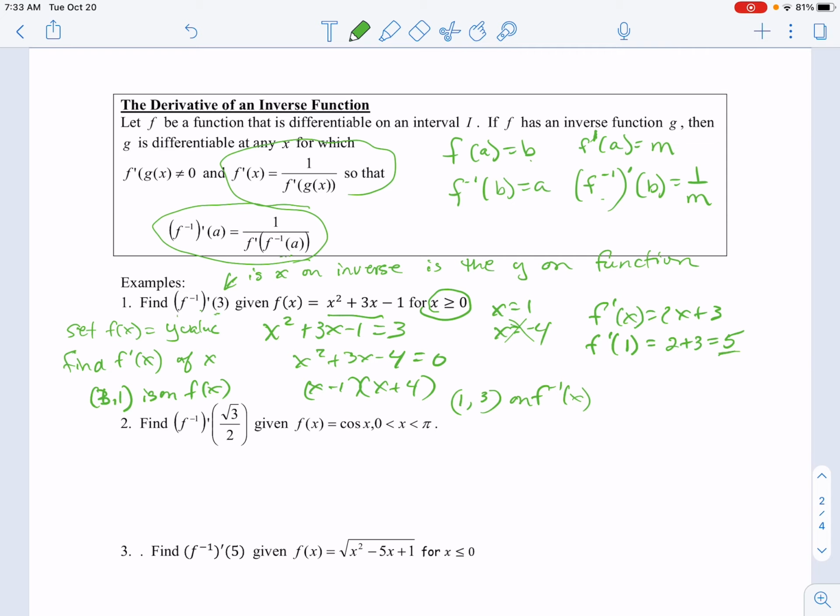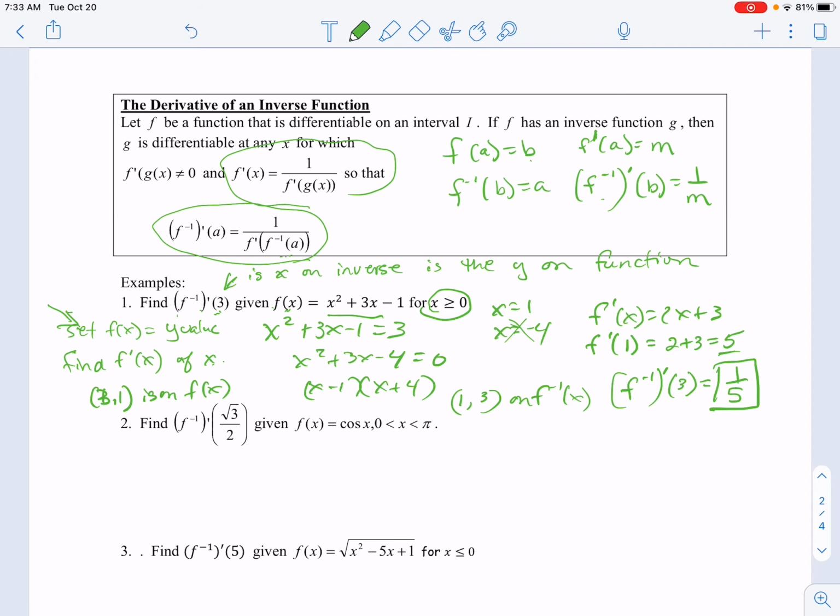It's going to be the reciprocal of that. F inverse derivative of 3 is equal to 1 over 5. And that's your answer. Okay, so there's a method here. You set your function equal to the x value they gave you, solve for x, find the derivative of the function, plug in your value, take the reciprocal, gives you your answer.